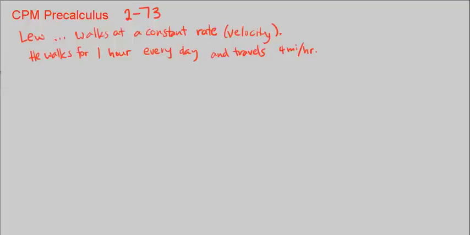So the amazing thing about him is that he walks at a constant rate, right? Constant being it stays the same. His velocity is constant, all right? So he walks for 1 hour every day, and his velocity is 4 miles per hour. All right, let's go ahead and do this problem.